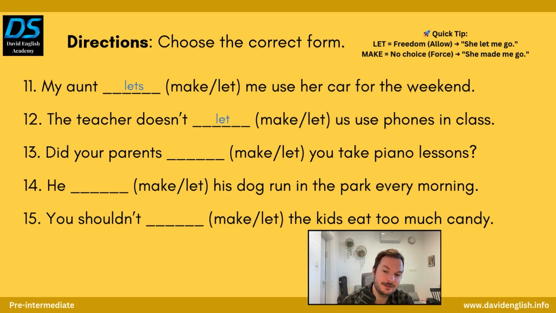13, did your parents make or let you take piano lessons? Now that's a tricky one. Let's say that you didn't want to take piano lessons, but they thought it was really good for your education. So I'm going to go with, did your parents make you take piano lessons?